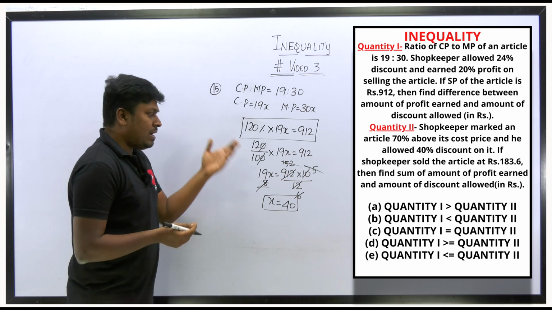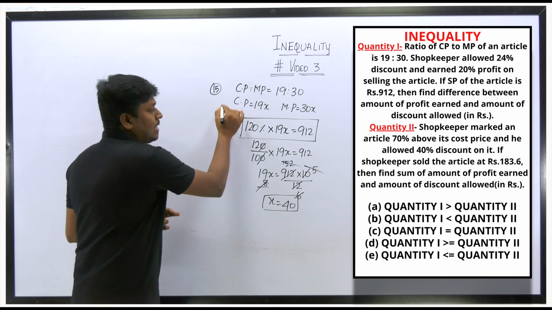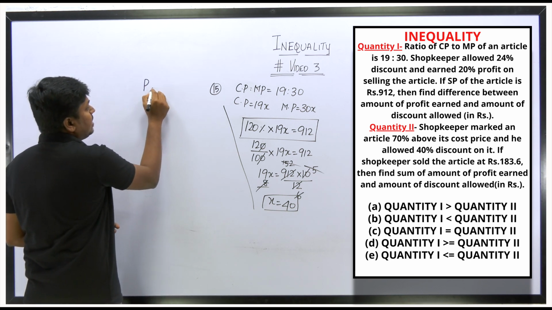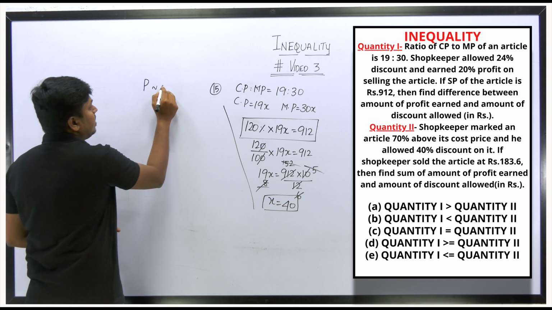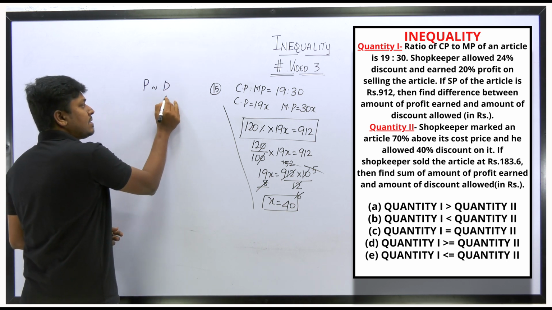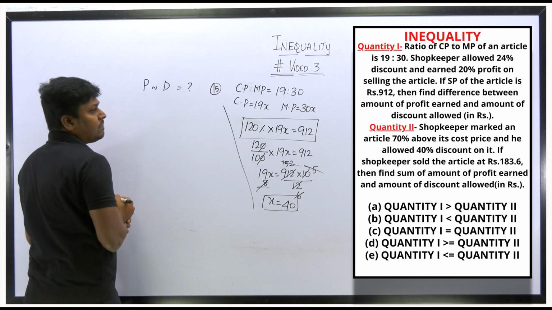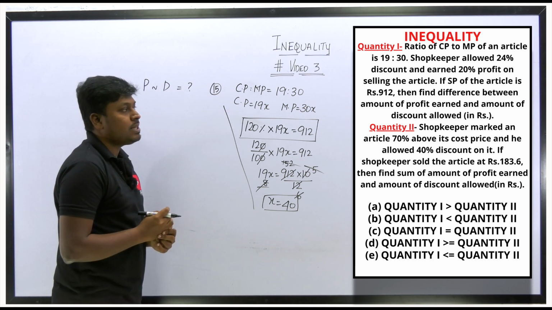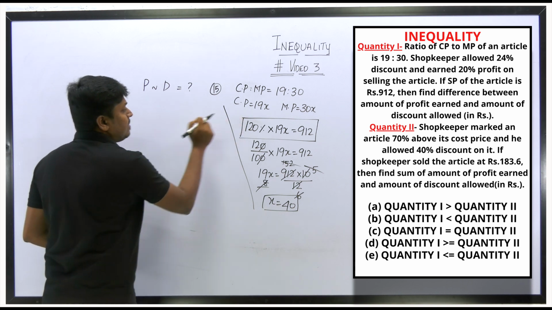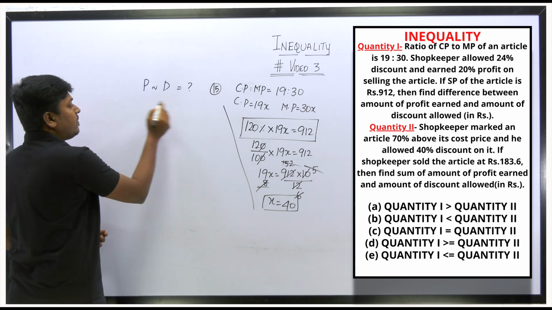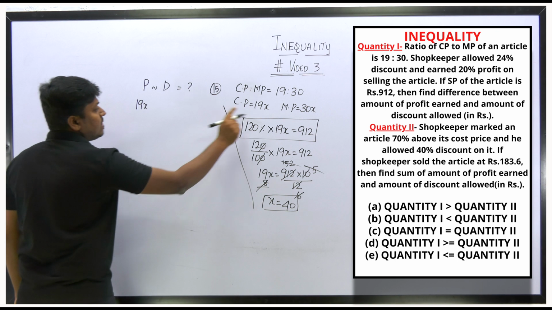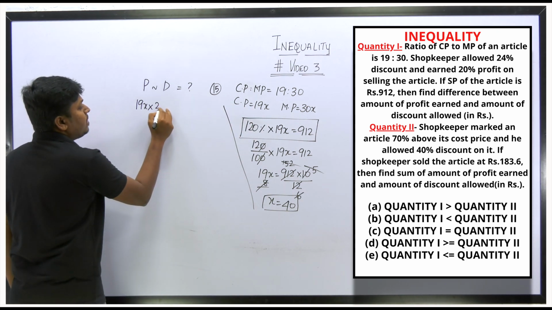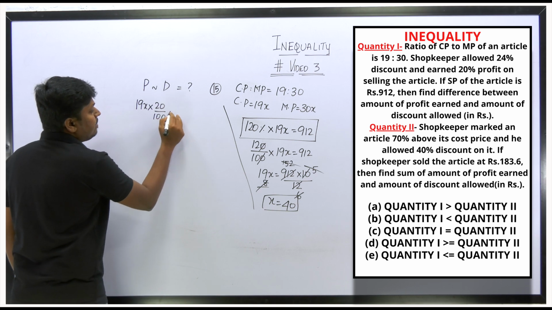So after finding the value of x, what is our target? Our target is to find the difference of profit earned and the amount of discount allowed. So we need to find what is the difference. So first, how much profit was allowed? 20% profit. So from the cost price 19x, he allowed a profit of how much? 20%. That is 20 by 100.